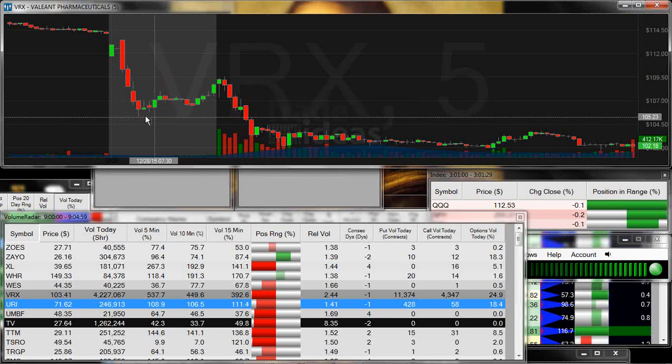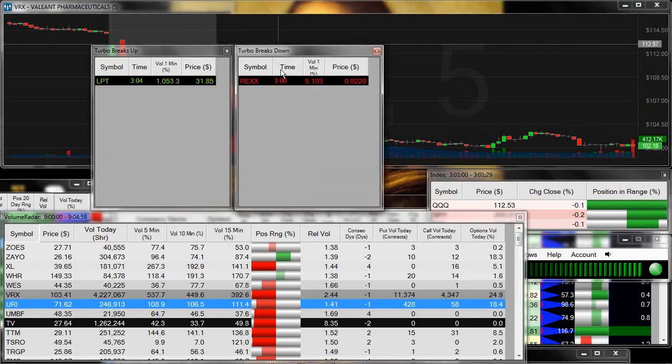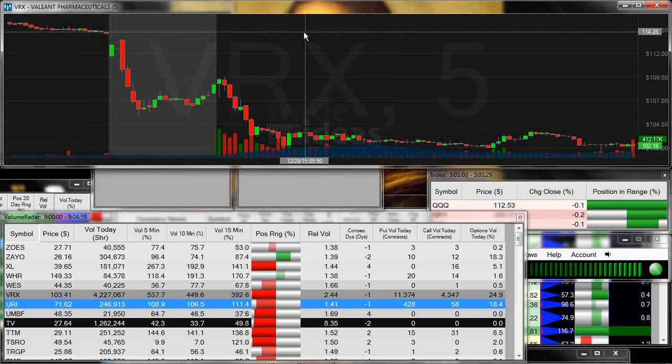So, when I saw this happening today, this also came through this window here. Turbo breaks down, VRX, new low, doing a minimum of 3 times normal 1 minute volume. And it just happened to be here on my top list as well. So I could see right here, not only was the 3 times normal 1 minute volume coming through on the 1 minute, but all these other time frames were extremely high as well.